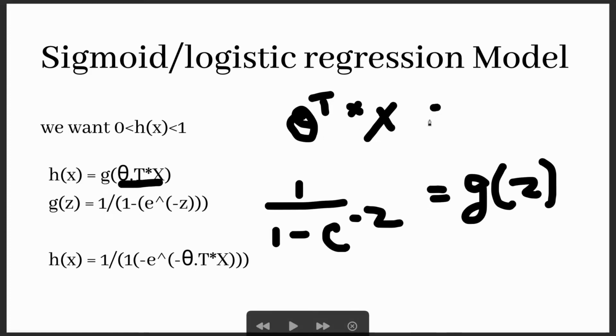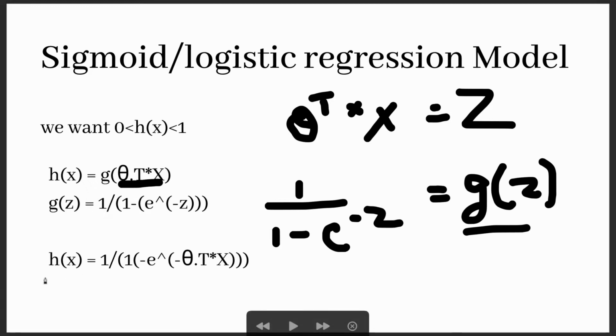So this equals z. Theta transpose times x equals z. And 1 upon 1 plus e to the power minus z equals g of z. So this is our function, and we can also say it as h of x equals this, because both are equal, but you can't say that x equals z. That would be the wrong way.